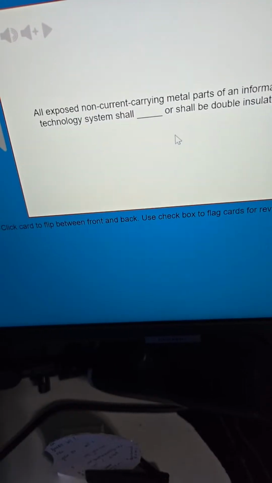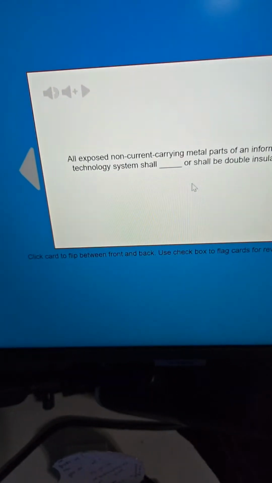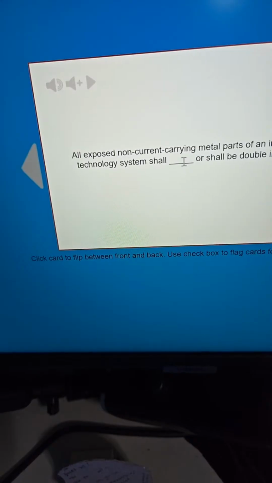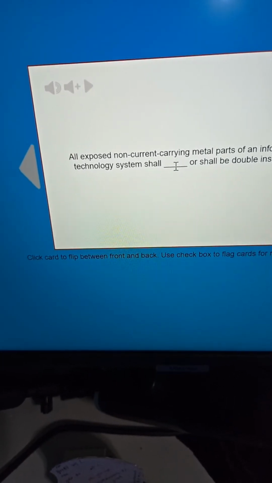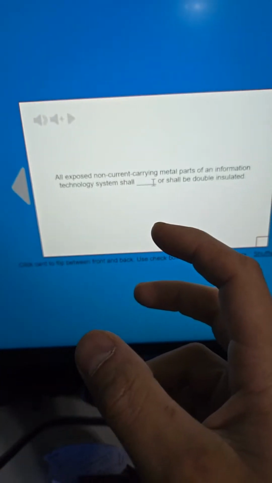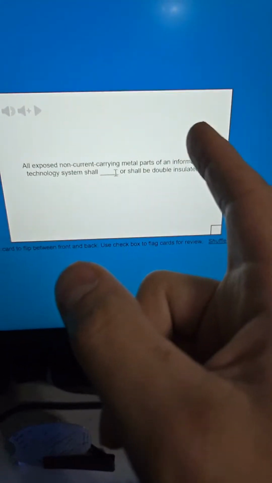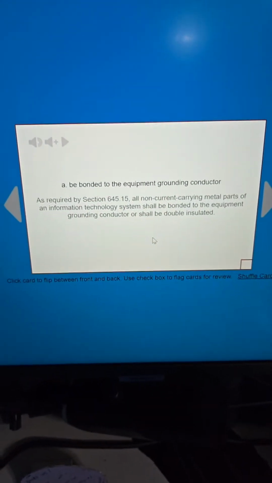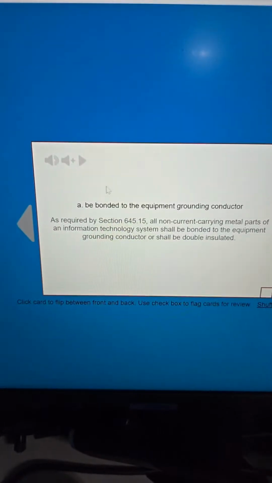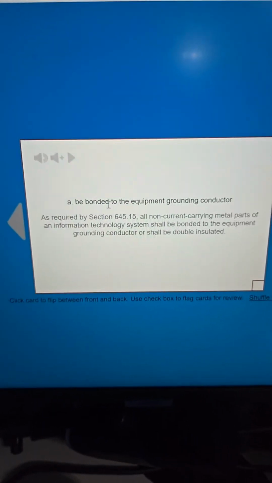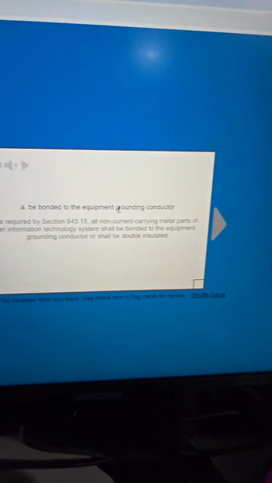All exposed, non-current-carrying parts... technically grounded is the term, but bonded would imply that you're taking a ground and making it the same potential as that ground wire. So when you bond something, that is the correct term. But I have a feeling they wanted to say grounded here. Let's see what it says. Be bonded to the equipment grounding conductor. So we got it right. Be bonded and grounded. So yeah, be bonded. There we go. Okay, next. We got that one right.